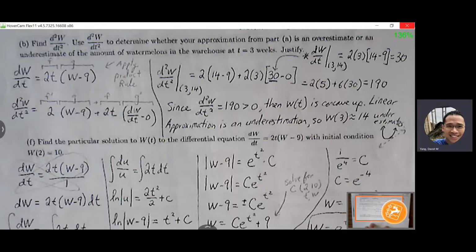Solving differential equations. So let's see if we can begin getting our fractions lined up so that we can cross multiply and then separate the variables.